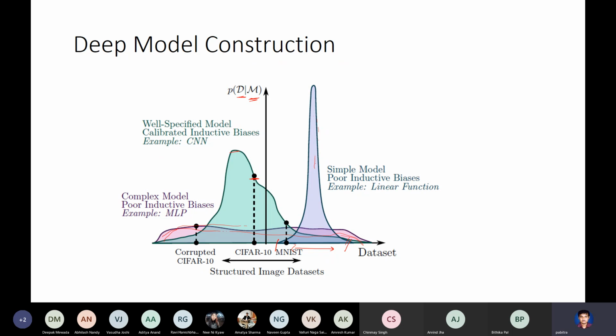And then there is something intermediate, this green thing, which is, let's say, a convolutional neural network. It has a big support, but it's not so peaked, and it's also not spread out completely thin. So probably this green thing is the one you would prefer.